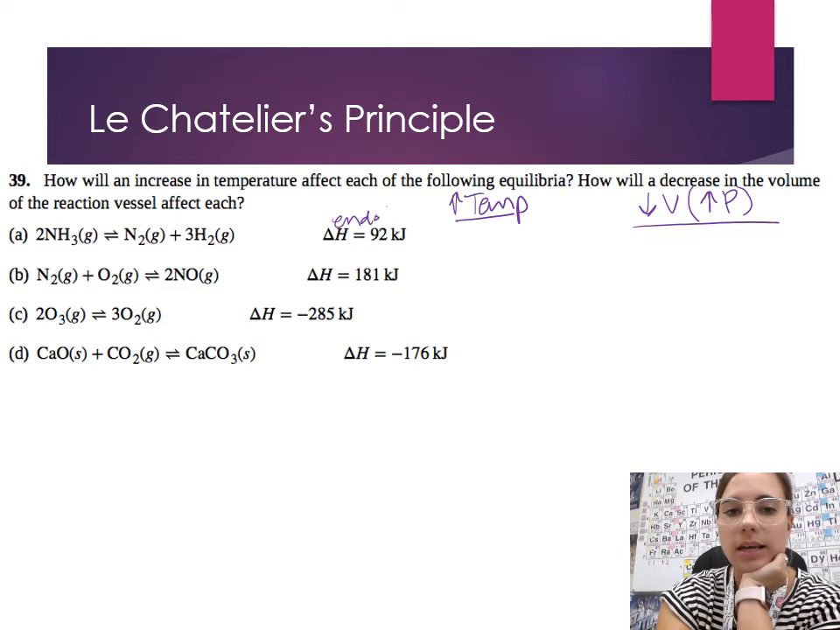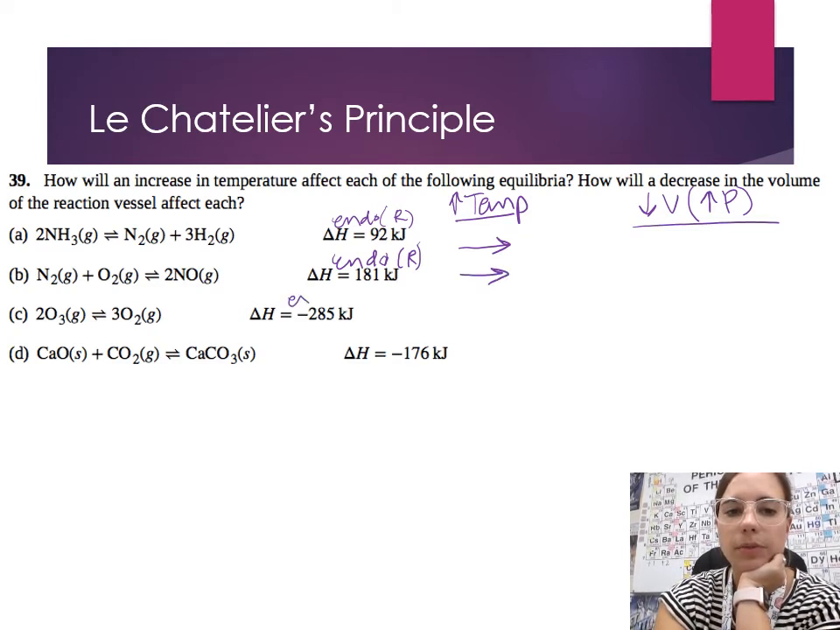So heat is a reactant. So if I increase temperature, that's like adding a reactant. So I have to shift to the right. Same for the second one. It's endothermic, so heat is a reactant. So if I increase the temp, I shift to the right.